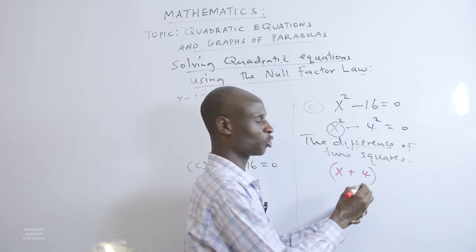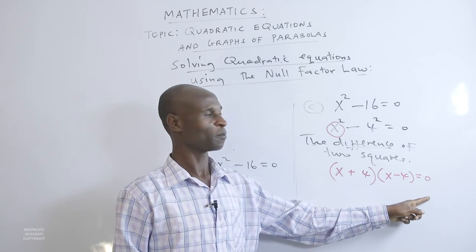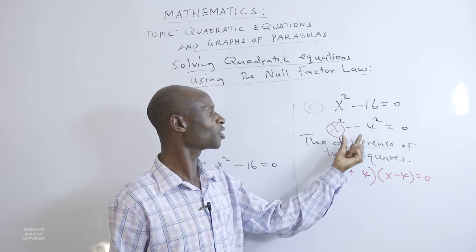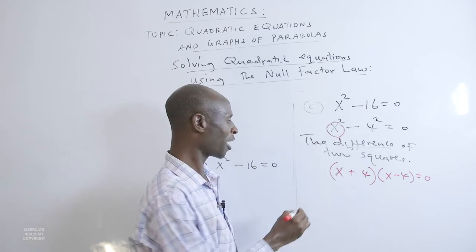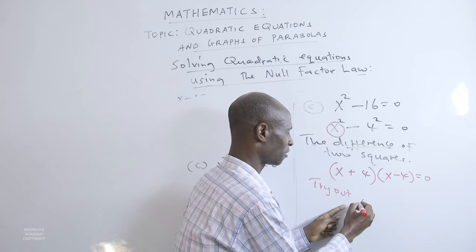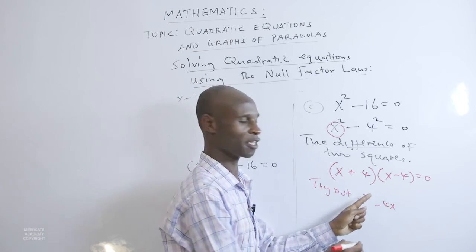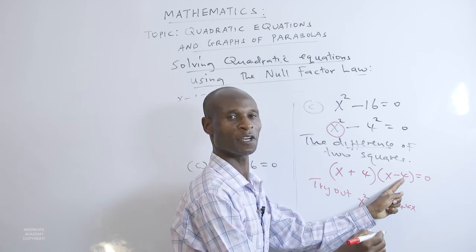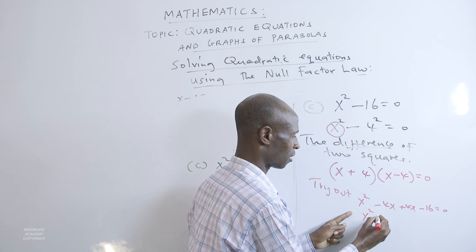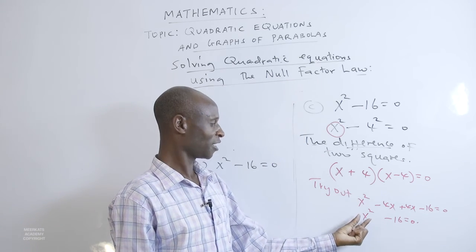Then the second factor should be x minus 4 is equal to 0. Let us try to open and confirm whether we shall get x squared minus 16. Try out. So x times x, we have x squared. x times negative 4 is minus 4x. 4 times x is 4x. 4 times negative 4 is negative 16. So you find that if we open the bracket, we get that value.